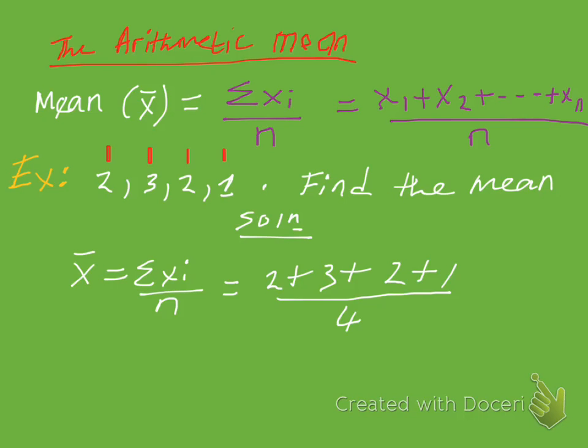Let's count 1, 2, 3, 4. So 8 over 4 equals 2. The mean is 2. This is the average of the set.